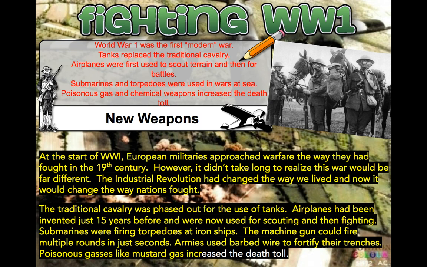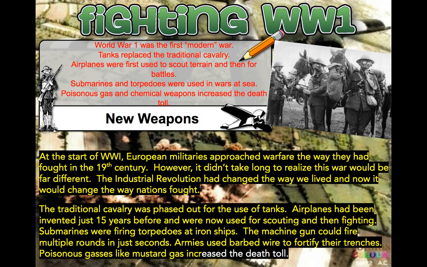Traditional cavalry was phased out for the use of tanks. Airplanes, which had just been invented about 15 years before the war, were first used for scouting. They would fly over enemy territory. They would map out the trenches. They would figure out where the most vulnerable parts are, and they would attack them then. But then they also began putting bombs on planes and started using them for fighting. Machine guns out the back of planes.